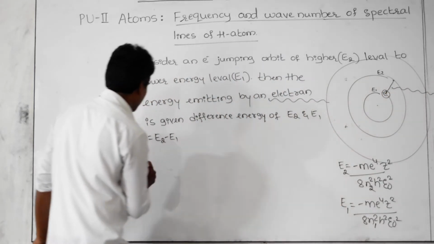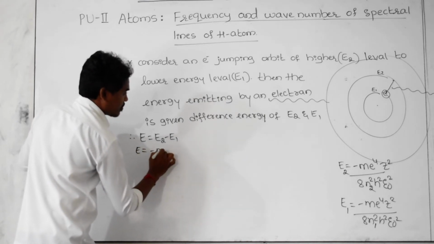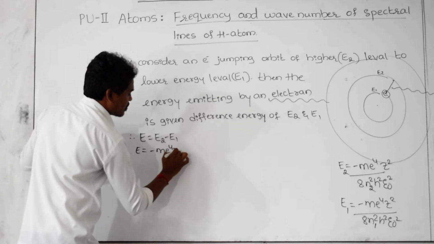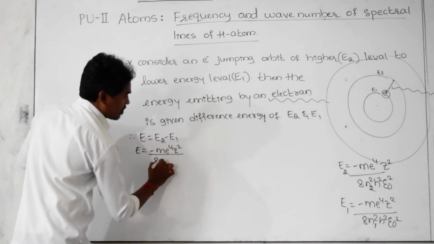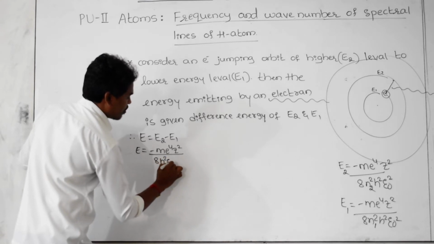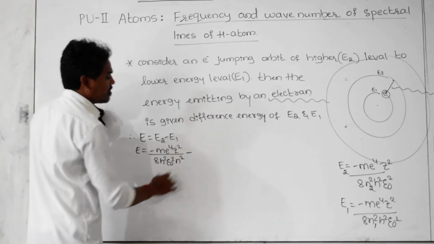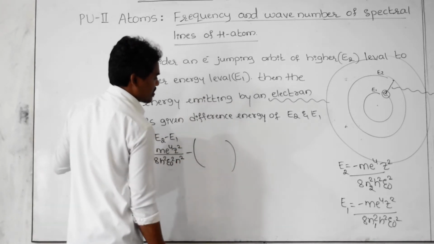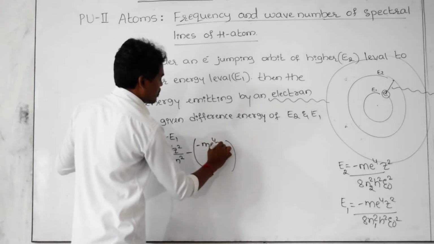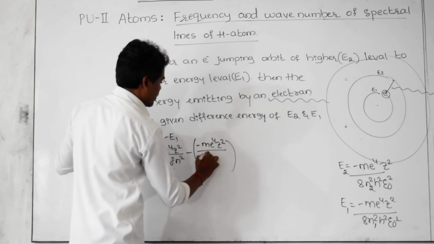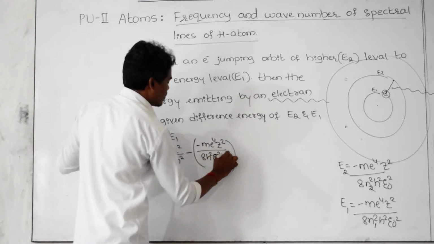Substitute: that is minus m e raised to 4 z square divided by 8 h square epsilon naught square and n square. This is minus. This minus is as it is, again in brackets. What is the value? That is minus m e raised to 4 z square divided by 8 h square epsilon naught square and this is n square.